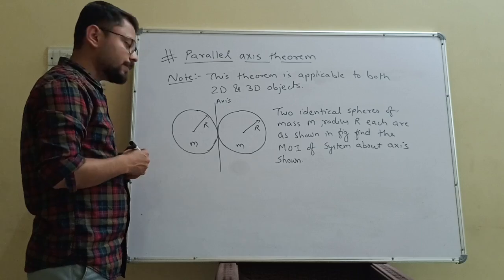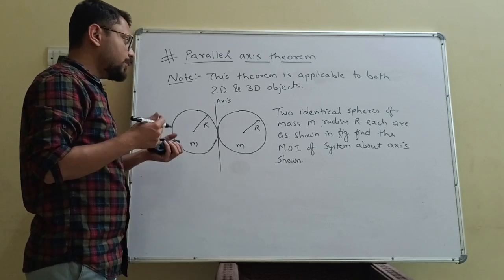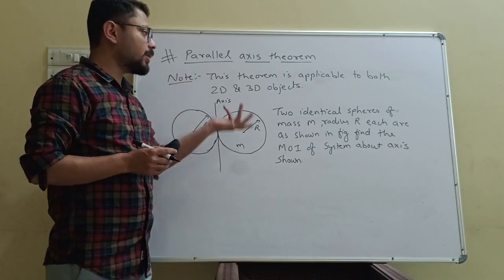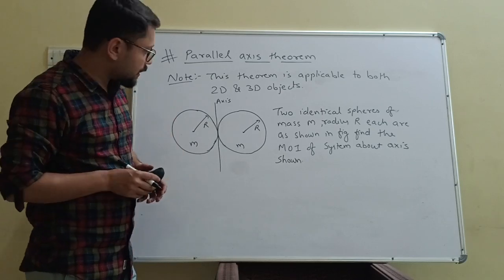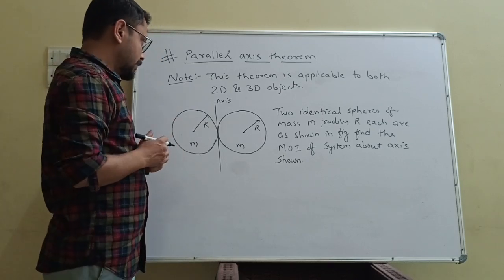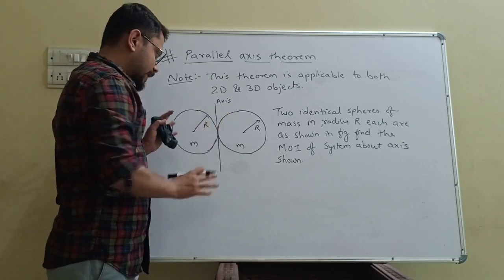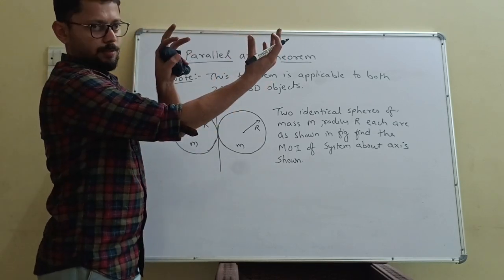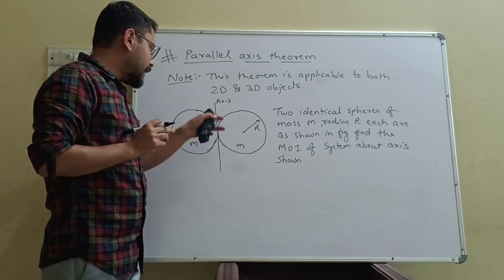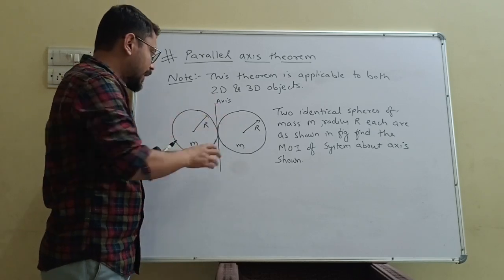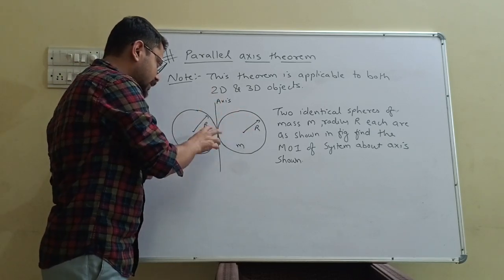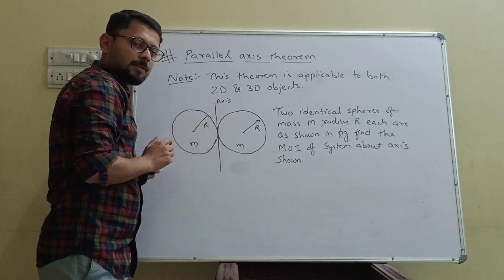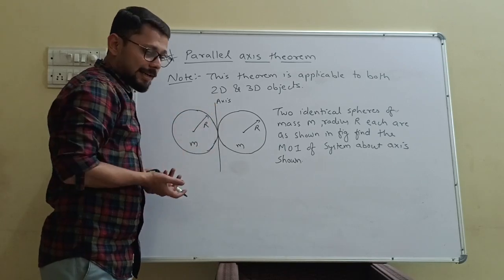Okay, how can I approach this question? First we need to understand. See, parallel axis theorem application is there. How we will understand? I am interested in rotating this whole system about this axis. So two spheres are rotating like this. Okay. So I need to find the moment of inertia of this. So it will look like the moment of inertia of this about this axis plus moment of inertia of this about this axis. But we don't know the moment of inertia directly, right?